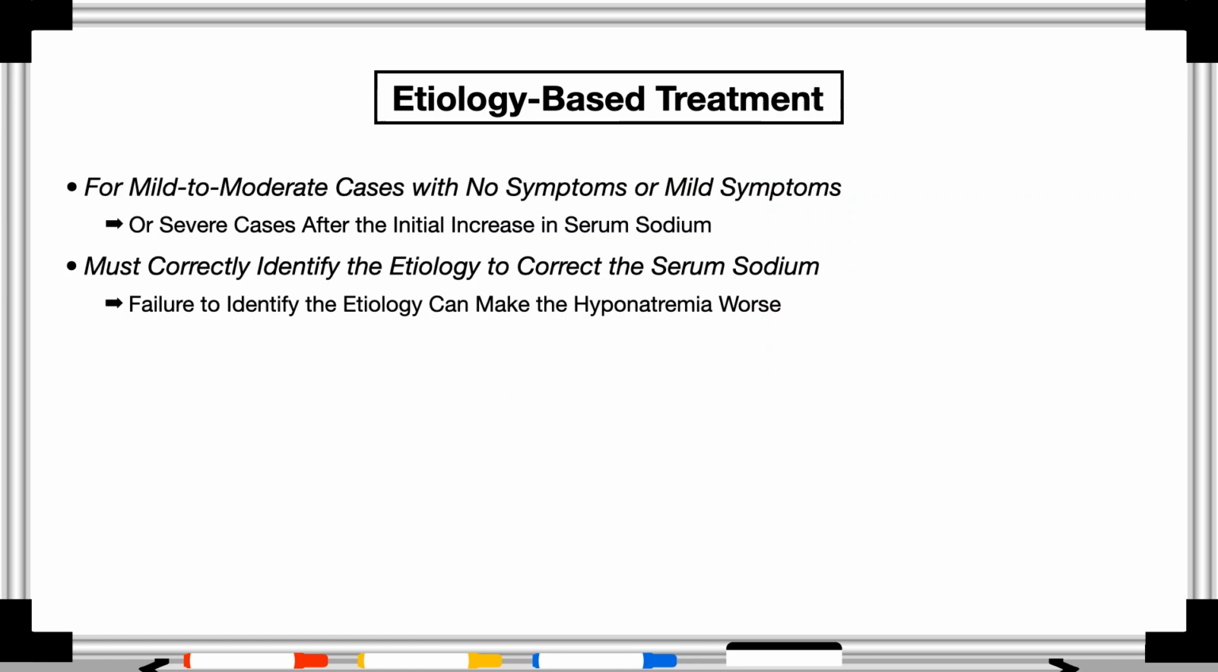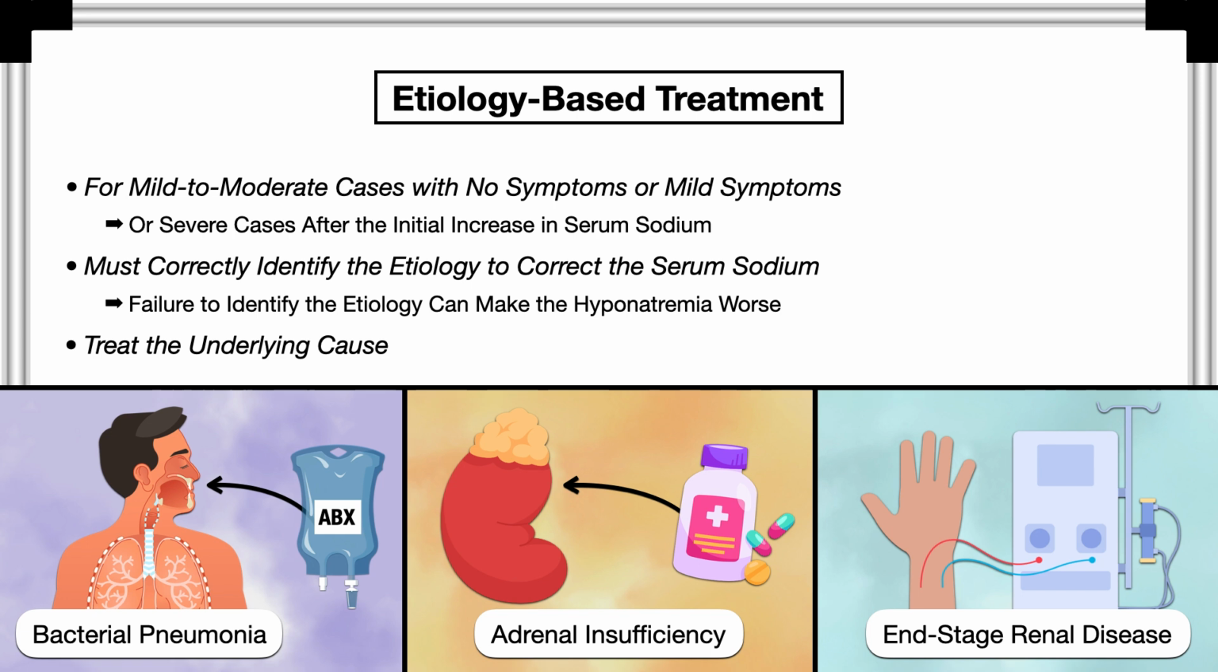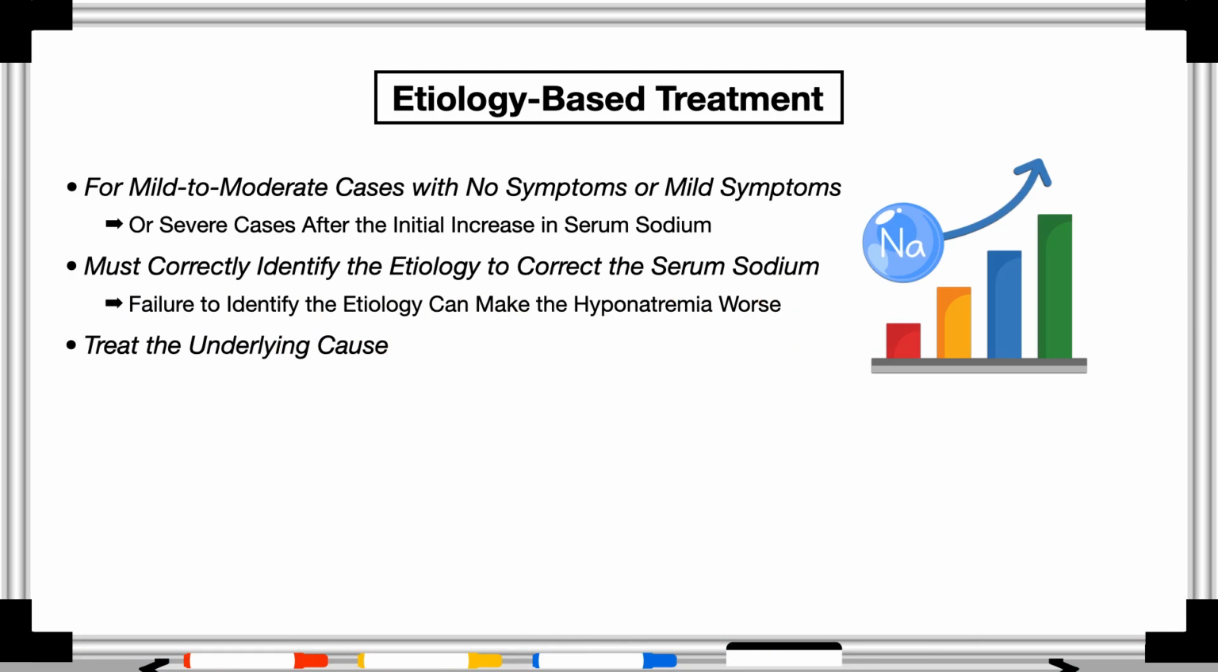Once the specific type of hypotonic hyponatremia is determined, the actual treatment of it can begin. One of the significant steps here is to treat the underlying cause. Some examples include a patient with bacterial pneumonia contributing to SIAD who requires antibiotics, a patient with adrenal insufficiency who requires hormone replacement therapy, and someone with end-stage renal disease who requires hemodialysis. Treating the underlying cause will improve the serum sodium level and help to prevent it from recurring.